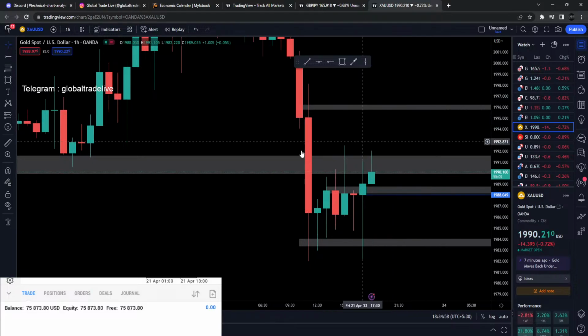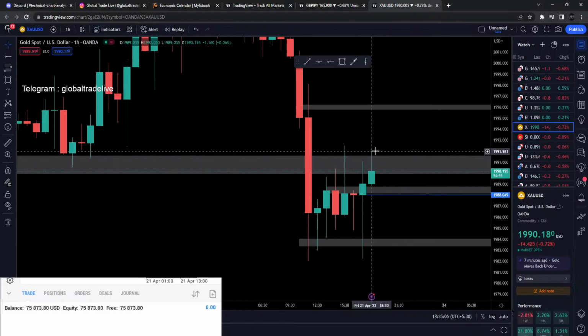So ladies and gentlemen, just wait for this candle to flip back down, and if you really wish to take a buy trade, then just wait for this candle to break its own high again.